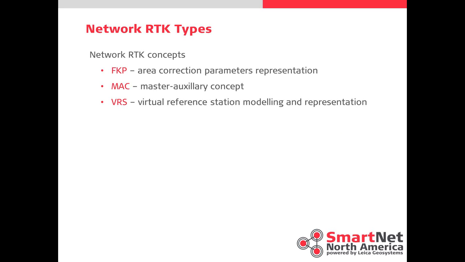There are three main network types out in the marketplace today. FKP, which is an area correction parameter representation. This is more of a European correction. I don't know of any deployments here stateside that are using this in a production-level network, so we won't really speak to any specifics on it. We have the MAC correction, the Master Auxiliary Concept, which of course is what we use in SmartNet. It is the industry standard. And VRS, which is virtual reference station modeling and representation, which was brought to light by Trimble back in the late 90s.